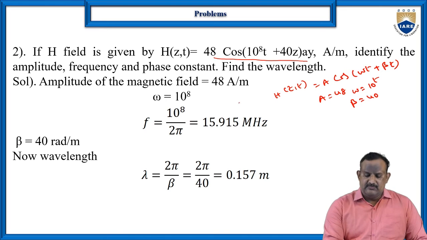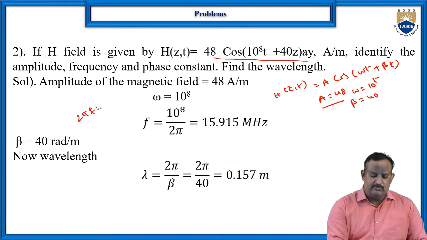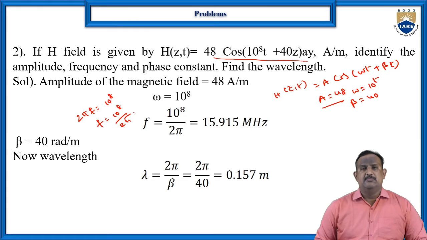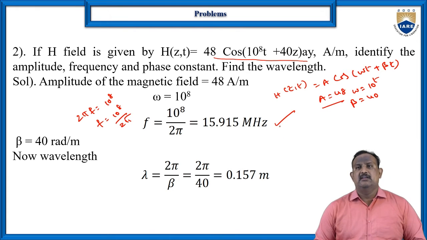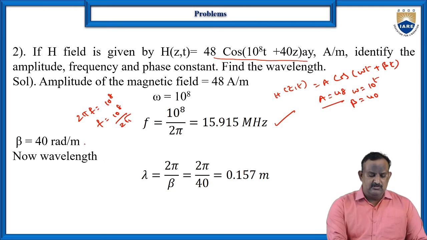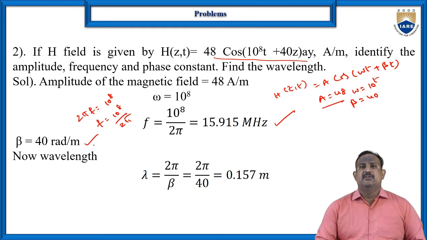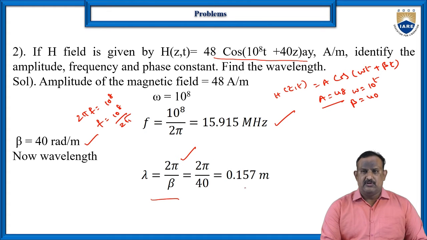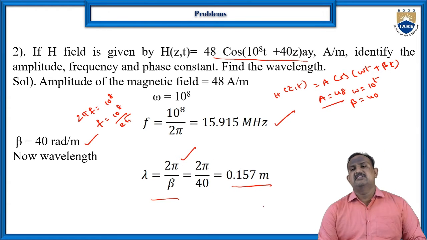From this, the amplitude A is equal to 48. Then we need to find the frequency. The angular frequency omega equals 10 power 8, so omega equal to 2 pi f equal to 10 power 8. Then the frequency f equals 10 power 8 by 2 pi. So the frequency is 15.915 megahertz. Then beta is equal to 40 radians per meter. Then we need to find the wavelength. For wavelength we have the formula: wavelength lambda is equal to 2 pi by beta. Therefore 2 pi by 40, so the wavelength is 0.157 meters.